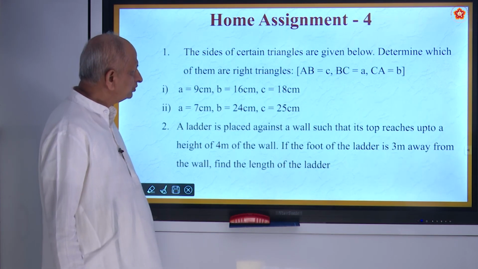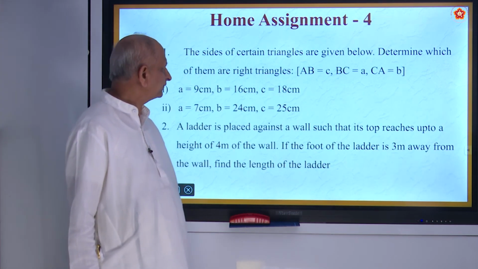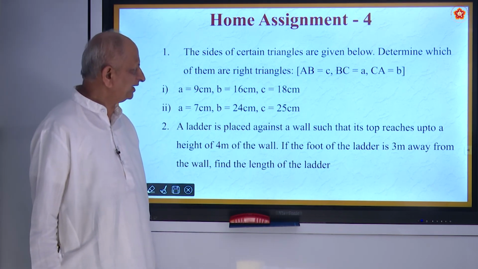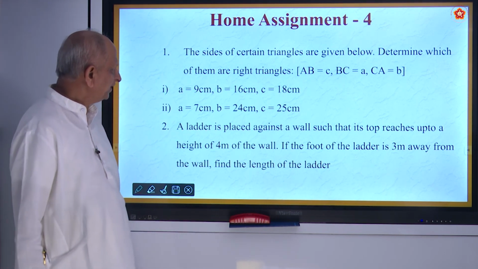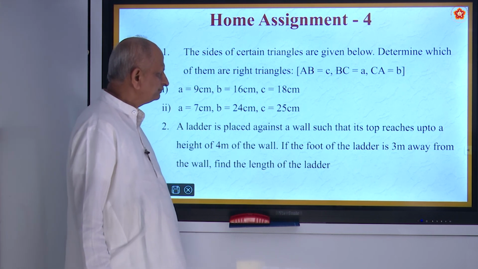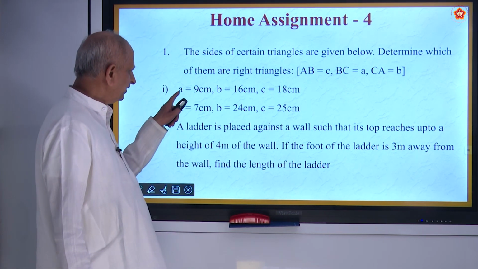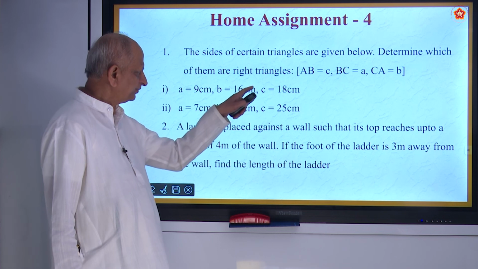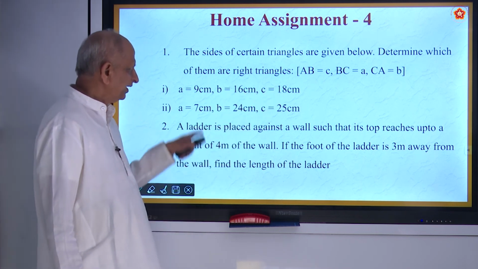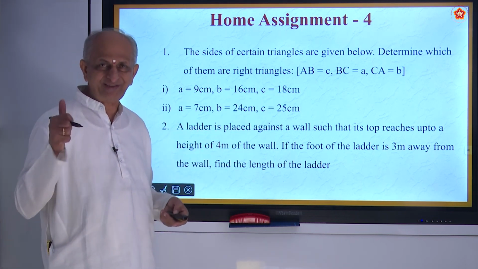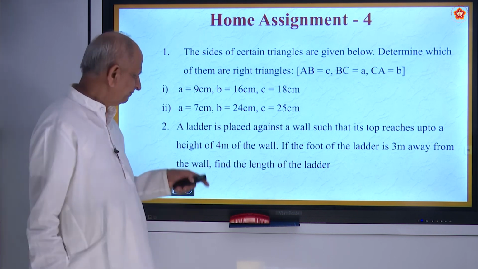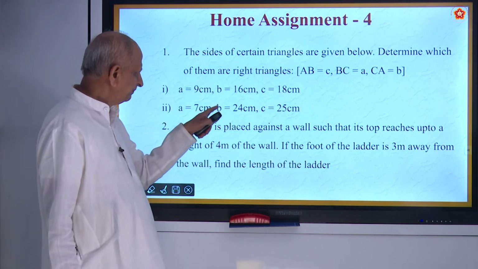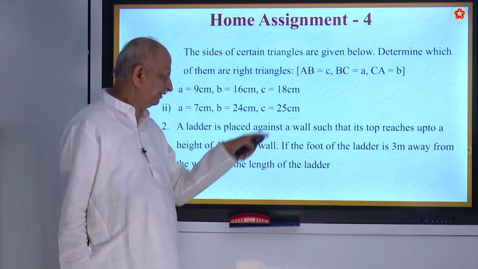Now, we see the home assignment. The sides of certain triangles are given below. Determine which of them is a right angle triangle. A 9 cm, B 16 cm, C 18 cm. Is it right angle or not? How do you test it? By Pythagoras theorem. Similarly, A is 7, B is 24, C is 25.